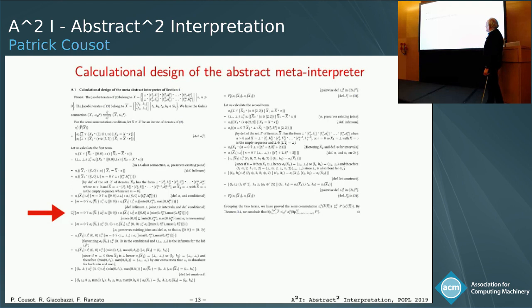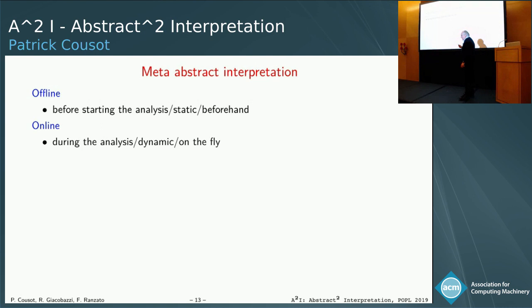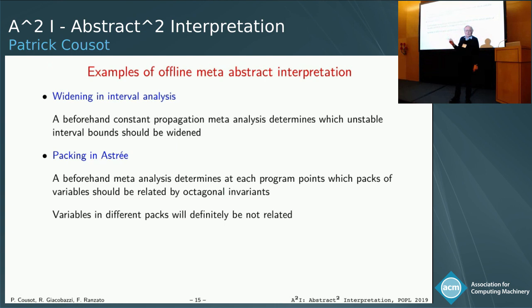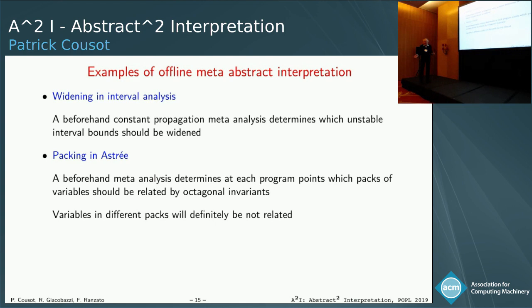Okay. So there are two kinds of meta-abstract interpretation: the ones that are offline, that you do before the analysis, and the ones that are online, which are my preferred ones, that you do during the analysis. So offline, we have already seen one example, which is to make an analysis of the analysis to determine the widening in the analysis. Another one was the packing of Astrée, where you have octagons on tens of thousands of variables, so it doesn't scale, and you pack variables into small groups. Where you are in the same group, you are related. If you are in different groups, you are not related. The groups you choose are of size 10 or 20, then it scales, and you lose some information. But a pre-analysis will determine the packs. So I don't insist too much.